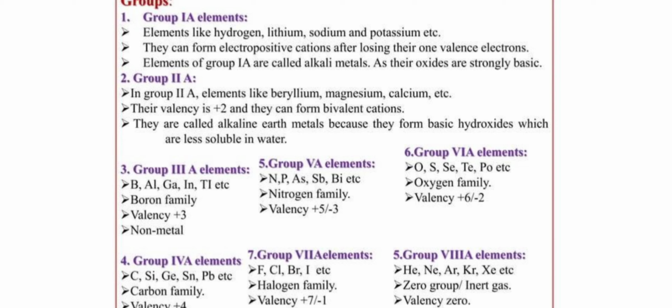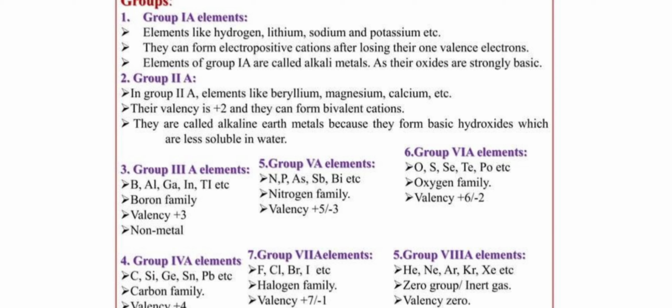And group 2, these elements: beryllium, magnesium, calcium. Valency will be plus 2. They can form bivalent cations. They are called alkaline earth metals because their hydroxides are less soluble in water. First, 1A group elements are strongly basic. Second, group 2 elements have basic hydroxides which are less soluble in water.